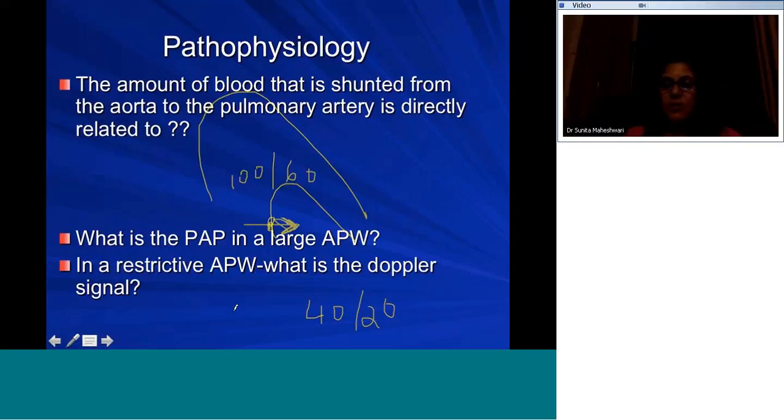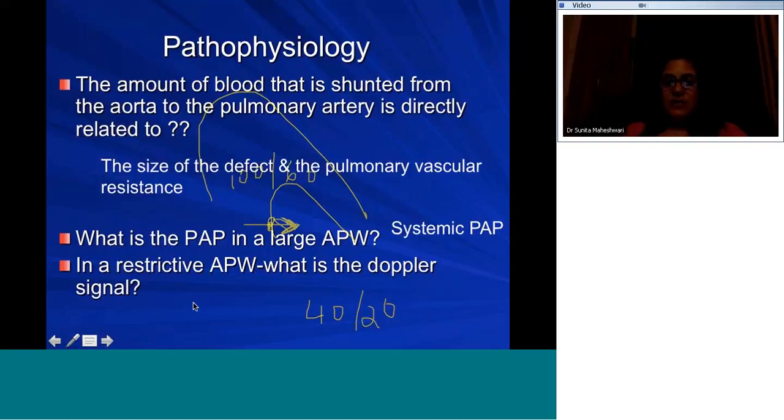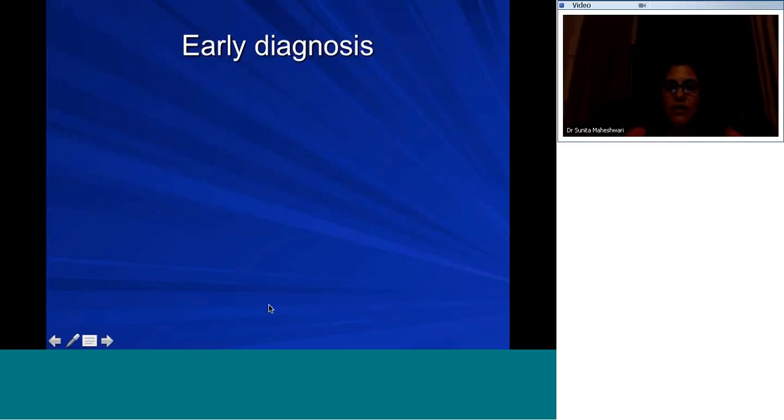So the typical Doppler signal will be what? Typical Doppler signal will be continuous, right? So this is one other, apart from PDA, in restrictive AP windows also you can get continuous Doppler signals in the arch region. And yes, flow reversal is something you do see, but in restrictive AP window, what is the Doppler signal in the AP window? The answer is continuous, because in systole as well as in diastole, there is a gradient between aorta and pulmonary artery. Okay, all clear on that?